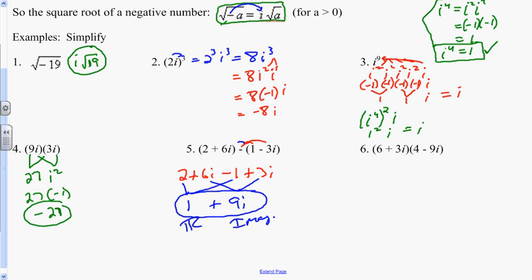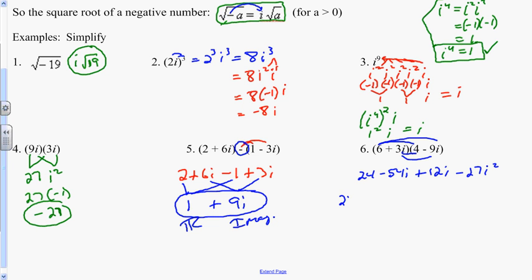Now, unlike this, where you have things being subtracted or added, here we have multiplication, which is FOIL. First times first, outside, inside, last. So first times first would give us 24. Outside is negative 54i. Inside is positive 12i. And last is negative 27i squared.